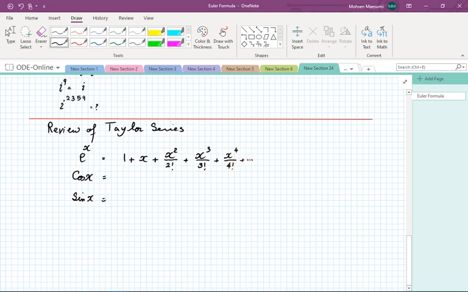Now, how about cosine? Cosine goes through half of these and flip-flops. It goes to 1 minus x squared over 2 factorial plus x to the 4 over 4 factorial minus, and so on. How about sine? Sine is going to be the odd terms. It starts at x, then flip-flops: minus x cubed over 3 factorial and plus x to the 5 over 5 factorial, and so on. Okay, so again, we are trying to squeeze all of this into a short lecture.